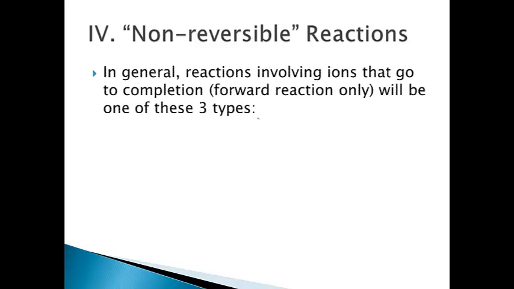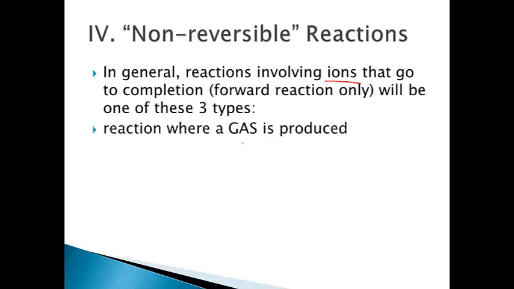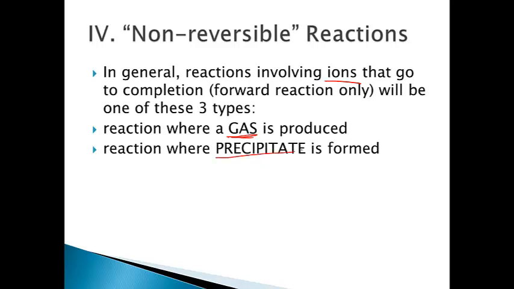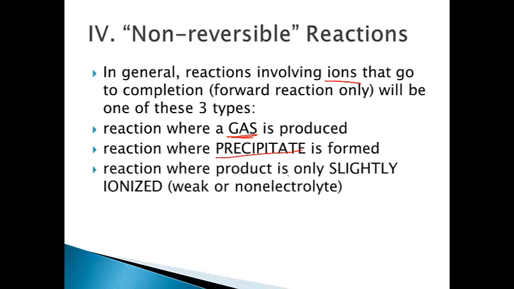In general, reactions involving ions that go to completion, in other words, where only the forward reaction works, will be one of these three types of reactions. Either one of the products is a gas, or you form a precipitate, or the reaction produces products that are only slightly ionized. In other words, the substance is either weak or a non-electrolyte.